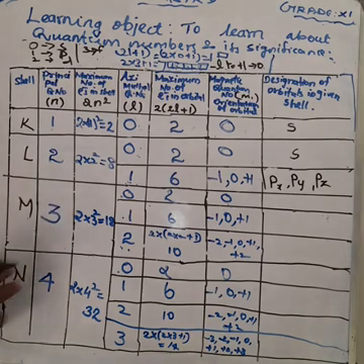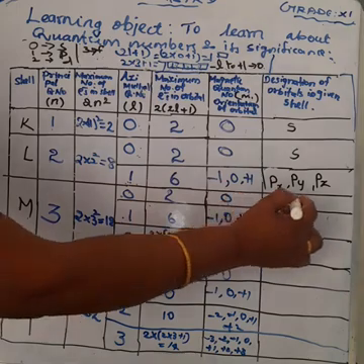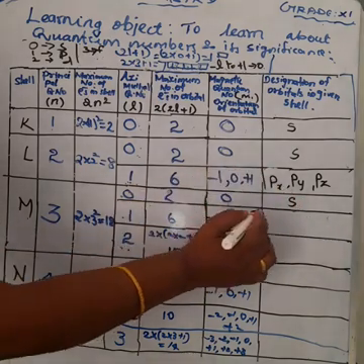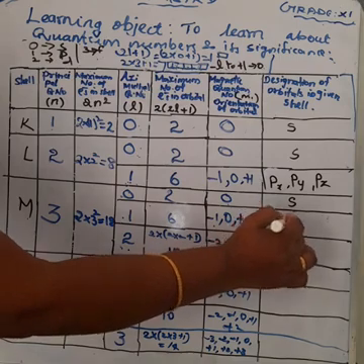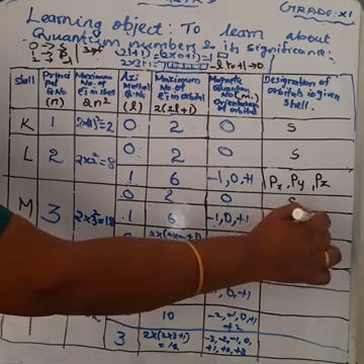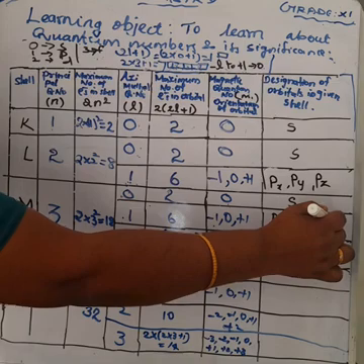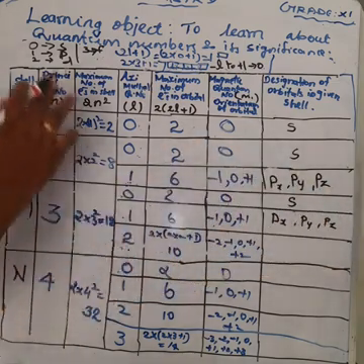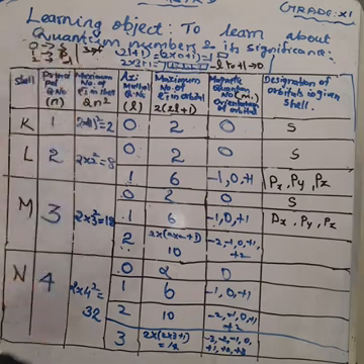Here, 0 means S orbital, 1 means P orbital. P orbital has totally 3 orientations: Px, Py and Pz. And then 2 means which orbital? L value 2 means D orbital.